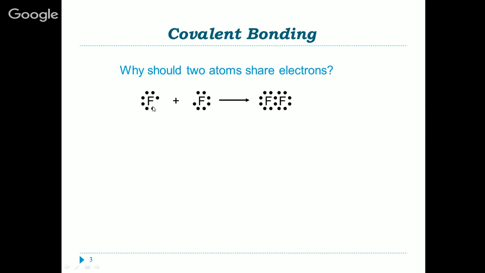So instead of there being a transfer of electrons from one fluorine atom to another, they share one of their electrons. And the guiding rule is still the octet rule, which says we want to become like a noble gas. So for fluorine, that means having 8 electrons in its outermost shell.